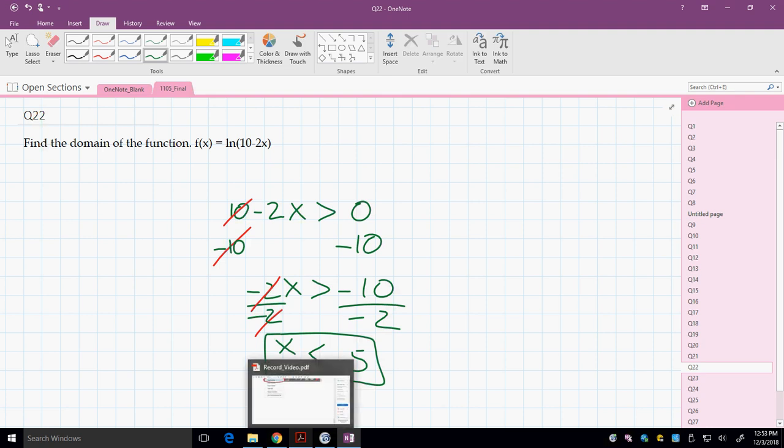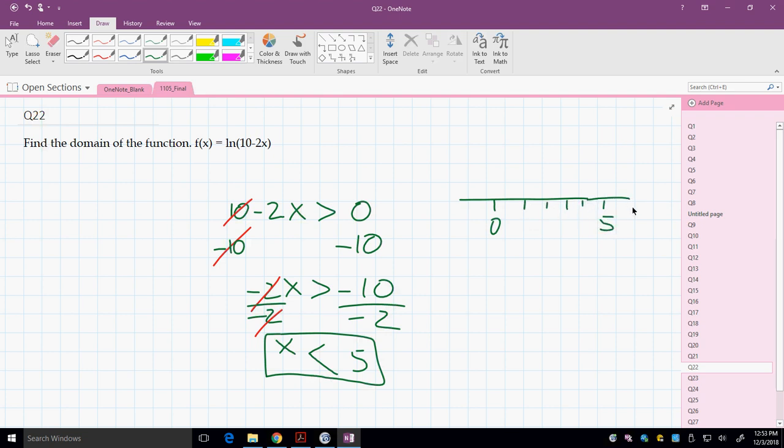So as we go to a number line, we're going to have 0, 1, 2, 3, 4, 5. And think about your negative infinity being here and your positive infinity to the right. We're going to read this as x is less than 5. So our answer is going to be negative infinity all the way to 5.